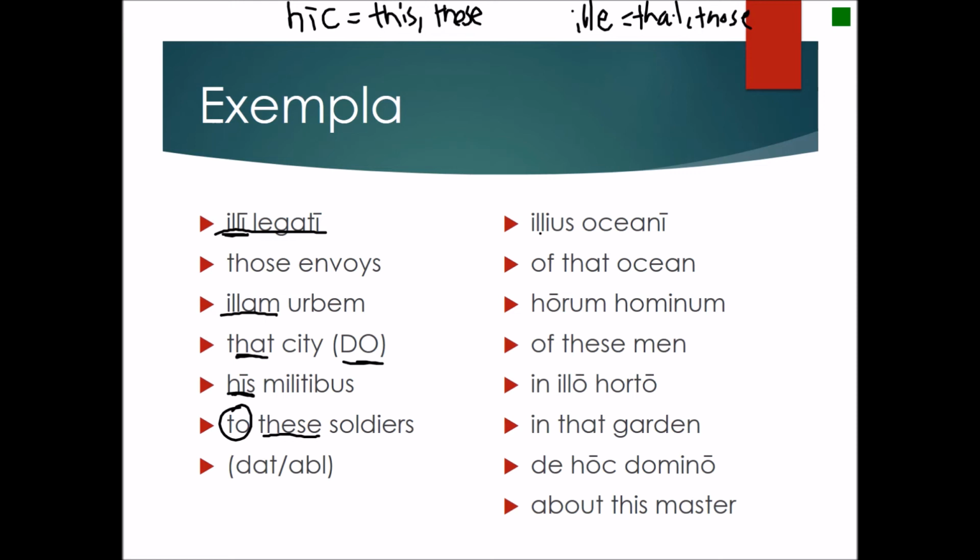Illius oceani, we're using a genitive form of ille, so we want to use the translation of that and include the genitive of translation. In the plural, horum hominum, because we're working with a form of hic, we'll translate as of these men. In illo horto, ille translates as that in the singular, in that garden. And de hoc domino, now we're using a form of hic, so we'll translate as this, about this master.